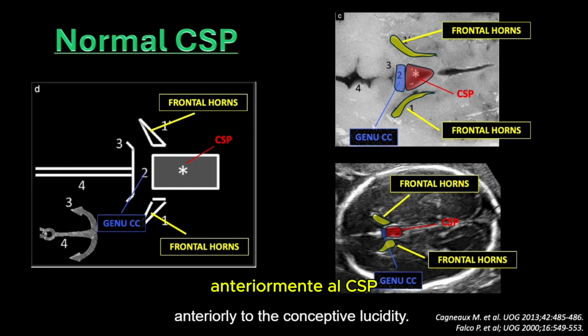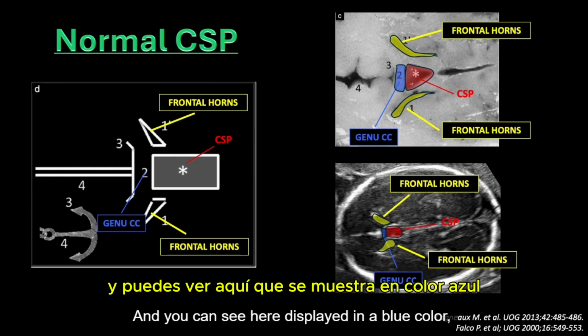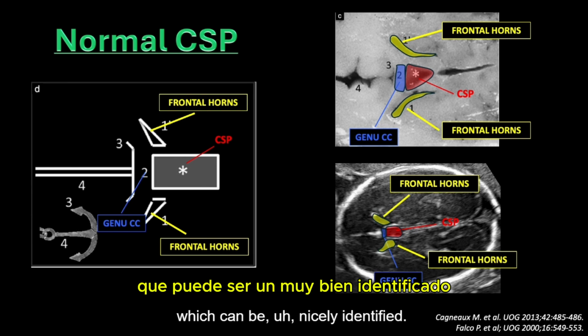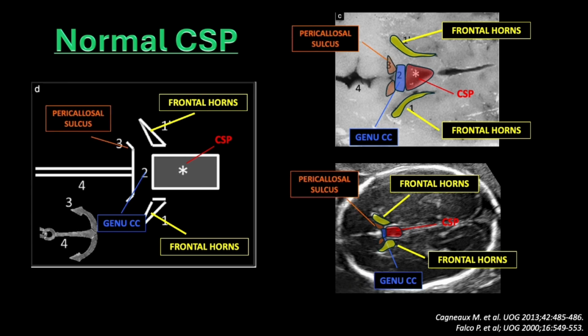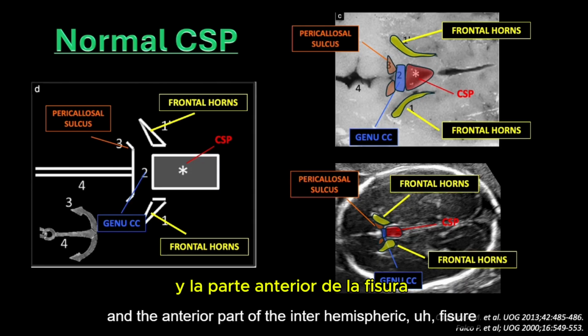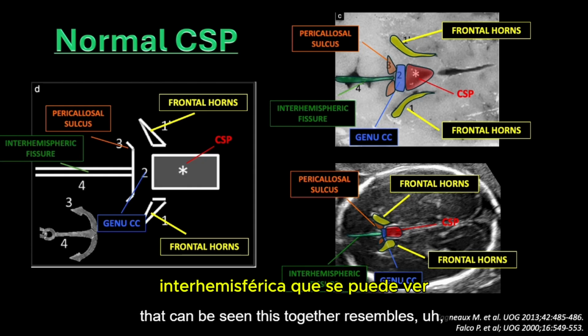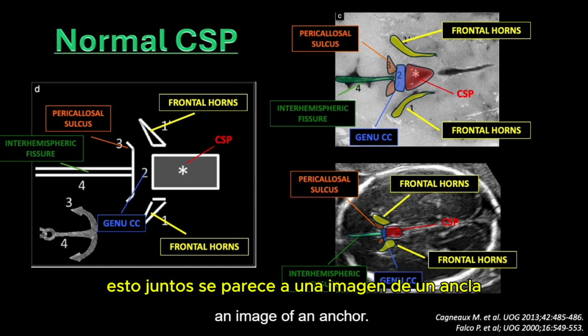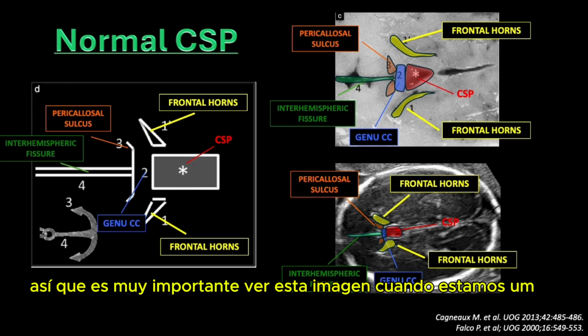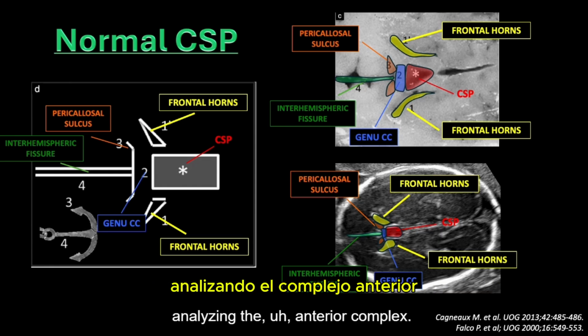Anteriorly to the cavum septum pellucidi, displayed here in blue color, we have the genu of the corpus callosum, which can be nicely identified. Next, we have the pericallosal sulcus and the anterior part of the interhemispheric fissure that can be seen. Together this resembles an image of an anchor. So it's very important to see this image when we are analyzing the anterior complex.